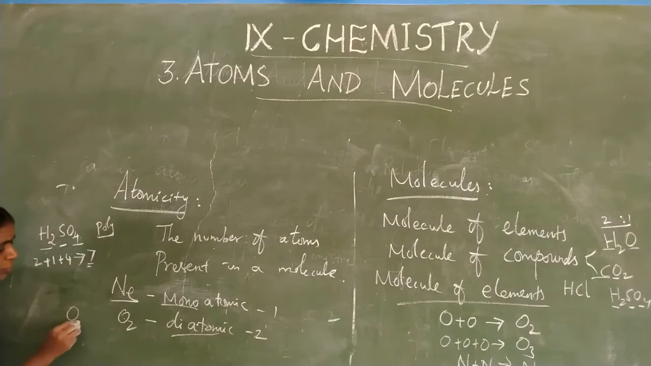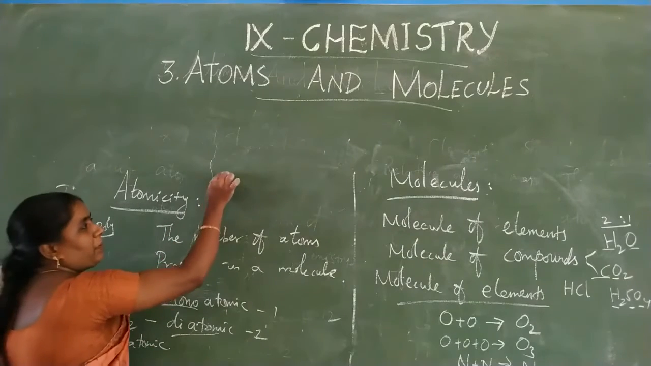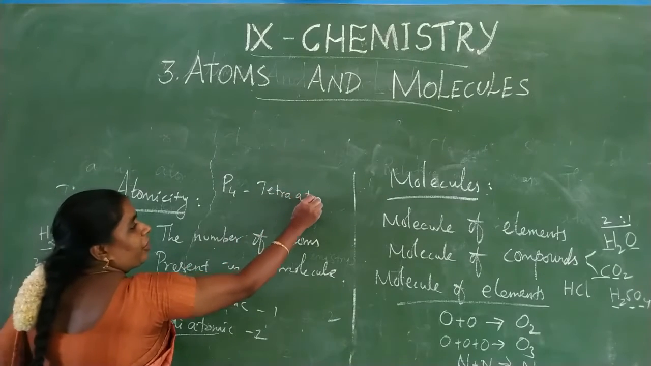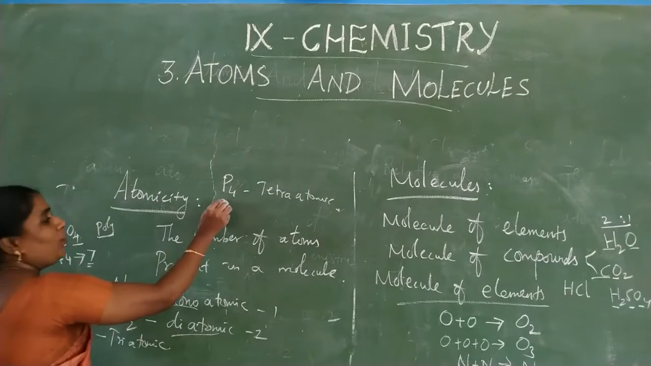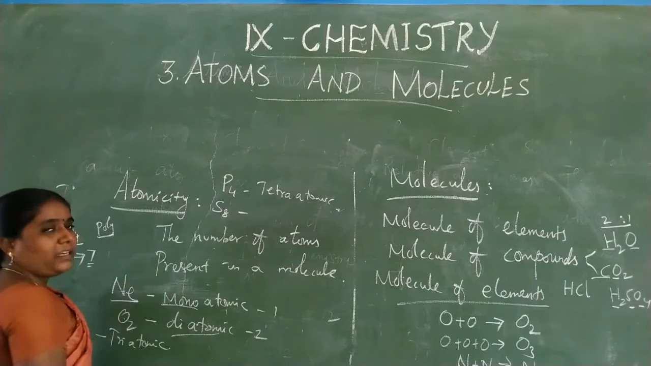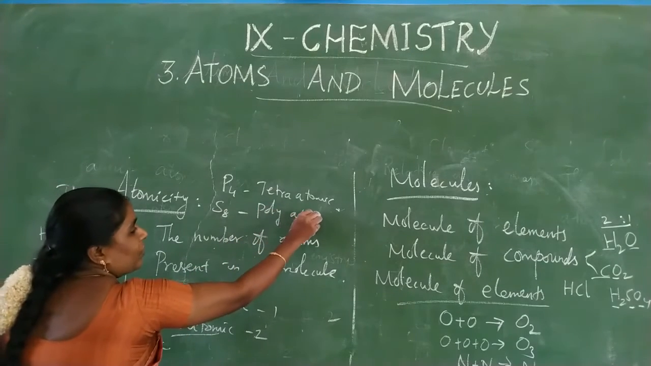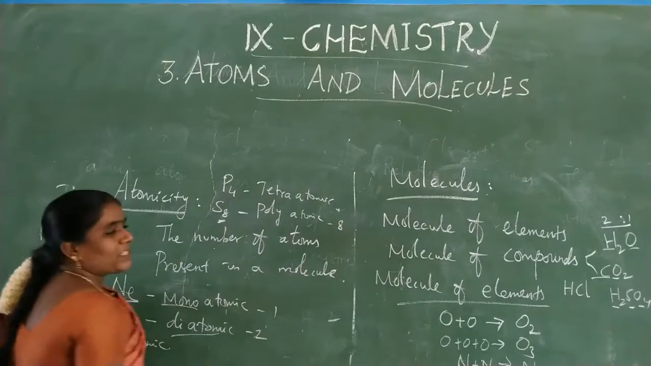Same like this, ozone, O3. The number of atoms is 3, so it is triatomic. Suppose phosphorus exists in the form of P4, we can say it is tetraatomic. Sulfur always combines in the form of S8, so this is also polyatomic. The number of atoms present here is 8, so the atomicity is 8.